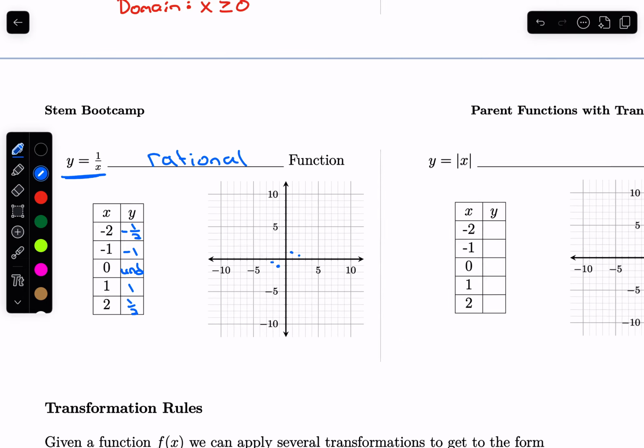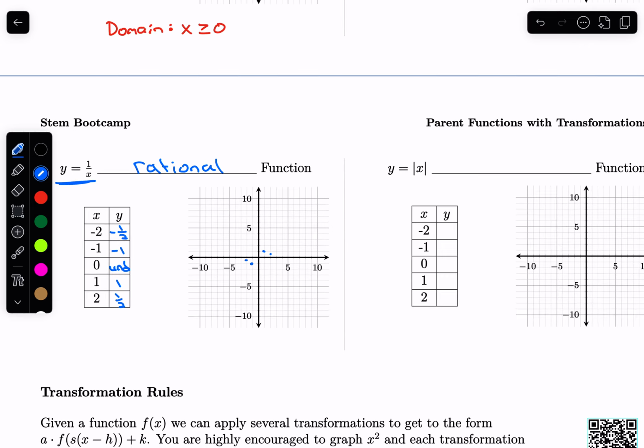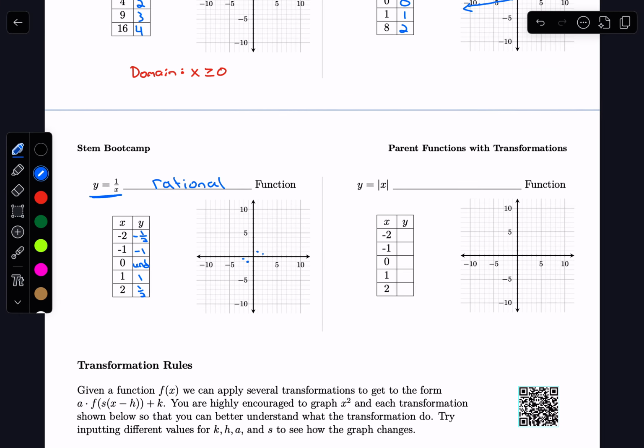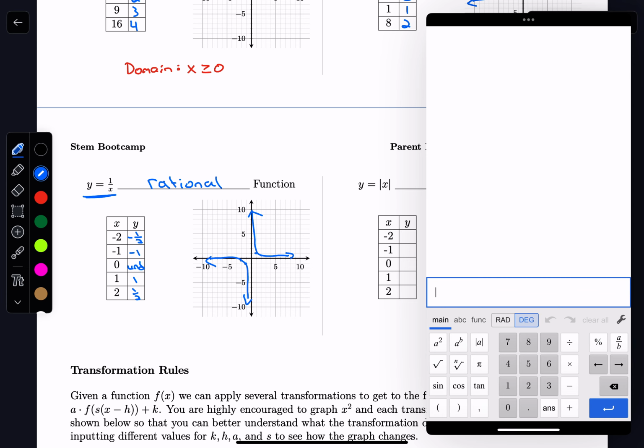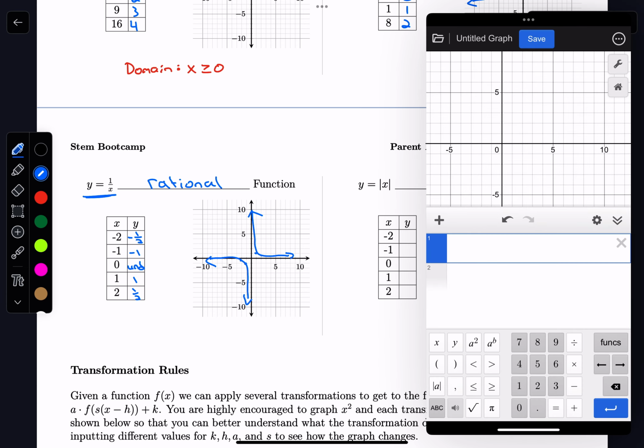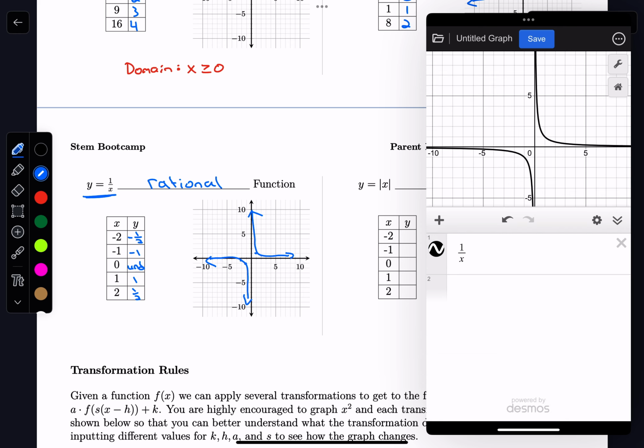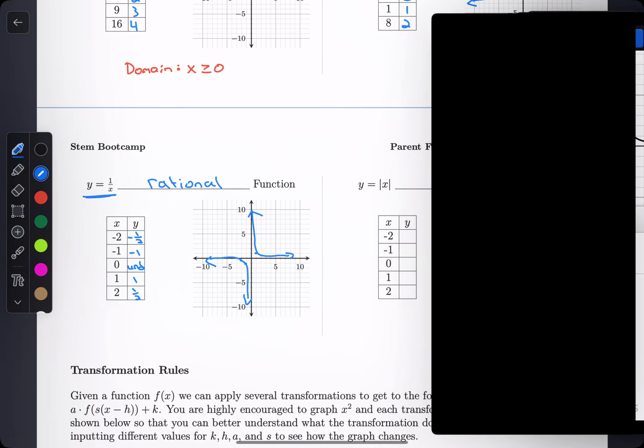And so I happen to know, because I'm familiar with these functions, that this graph, let me zoom out a little more, is going to have 2 branches, one that goes on the left side and one that goes on the right side. But in order to get that shape, you need a lot more than just 4 points. So we could use a graphing calculator and see exactly what it looks like. So in here, if I type in 1 over x, you can see the shape there matches what I just drew. But you really need quite a few points in order to uncover that shape.